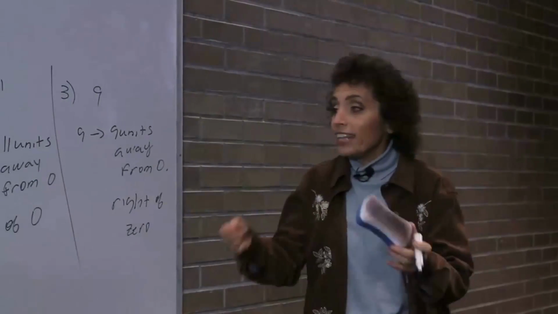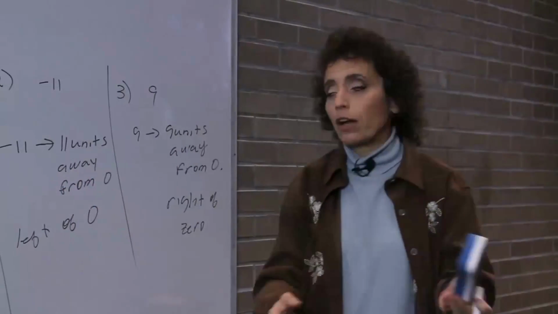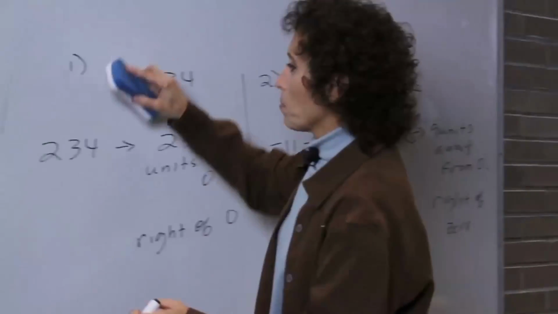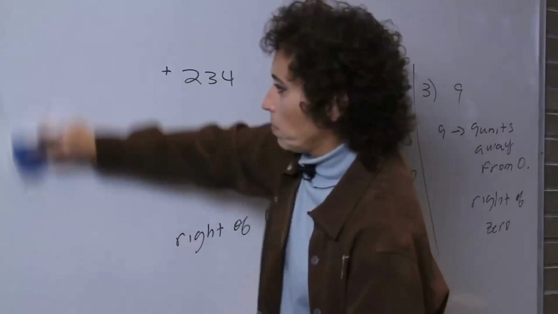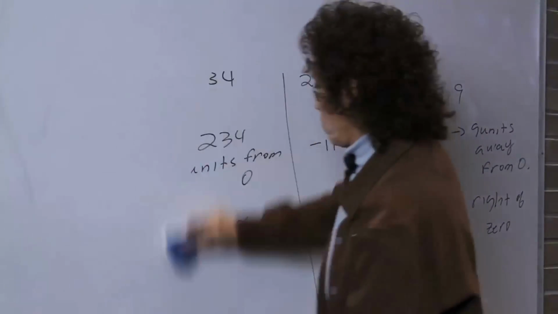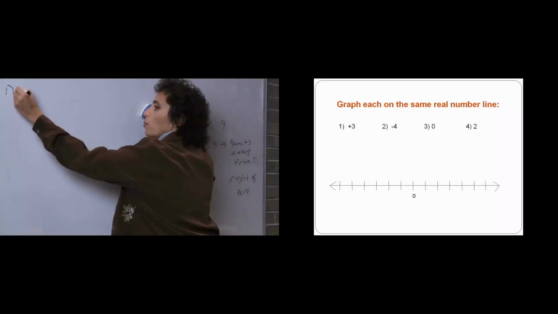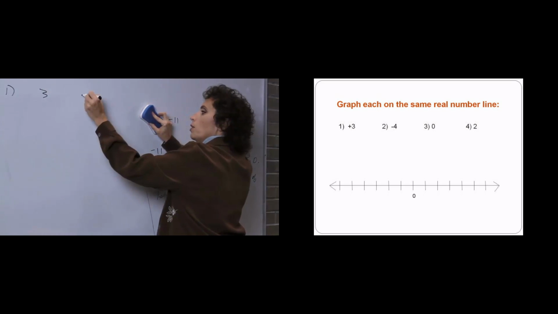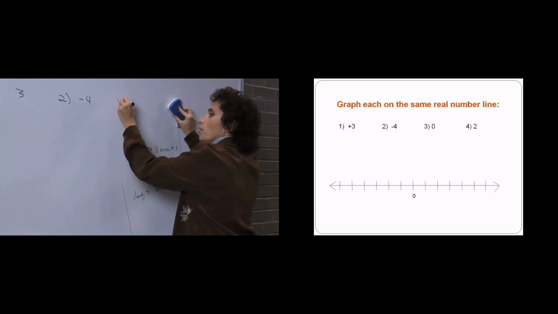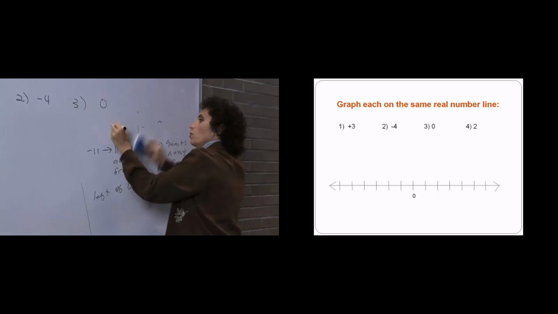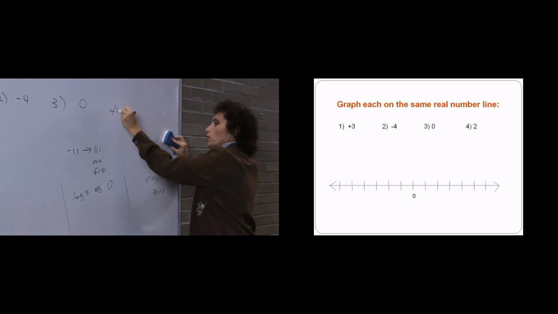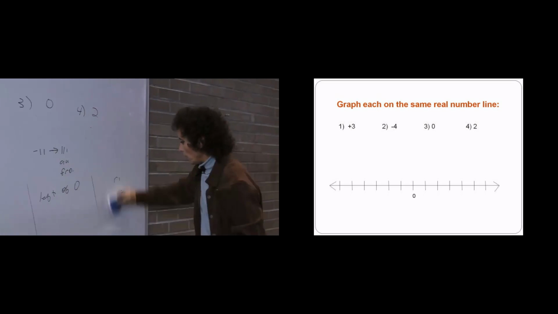Okay, now we want you to make your own number line and graph the following numbers. Okay, so would you graph the number 3, the number negative 4, the number 0, and the number 2, all on the same number line? Take a second to do that. We'll come back and look at it.